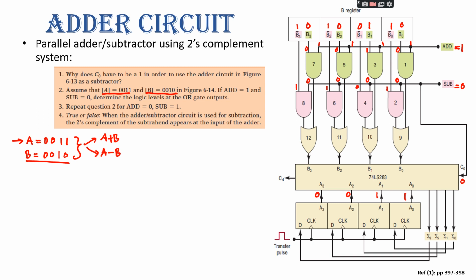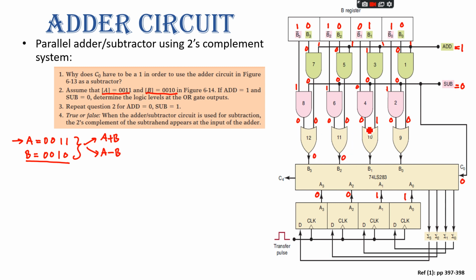As you know, for the AND gate, if one of the inputs is 0, the output of the AND gate would be 0, right? So for AND gates 2, 4, 6, 8, the output would be 0. Similarly, for AND gate 7, 0 and 1 gives you 0. For AND gate 5, 0 and 1 gives you 0. For AND gate 3, 1 and 1 gives you 1. And for AND gate 1, 0 and 1 gives you 0.